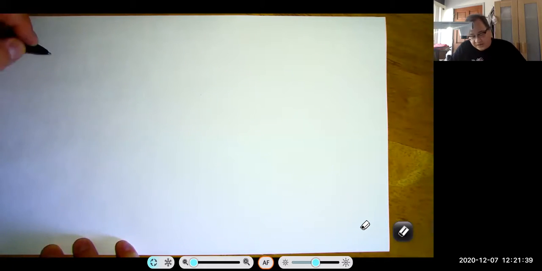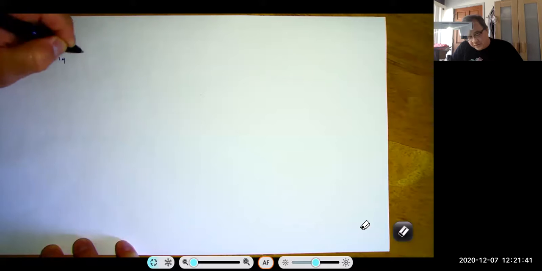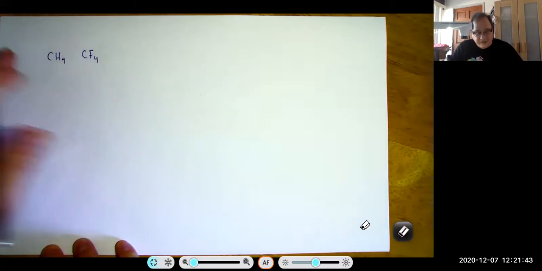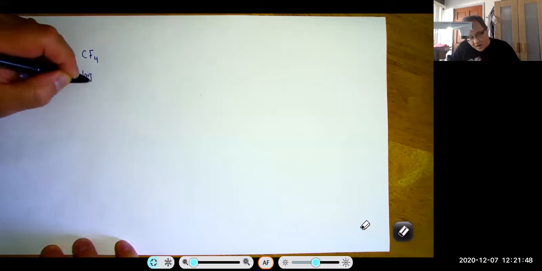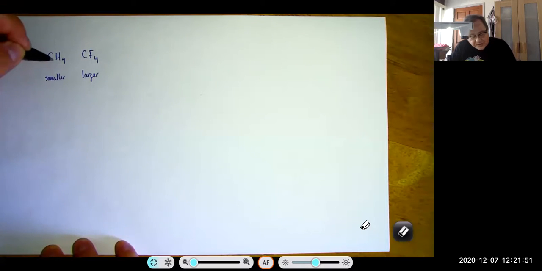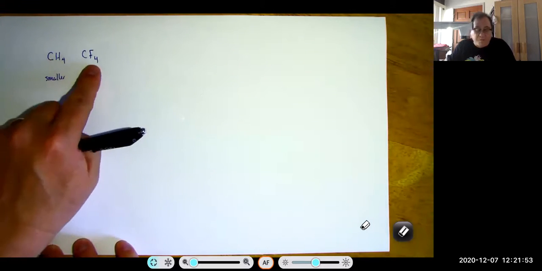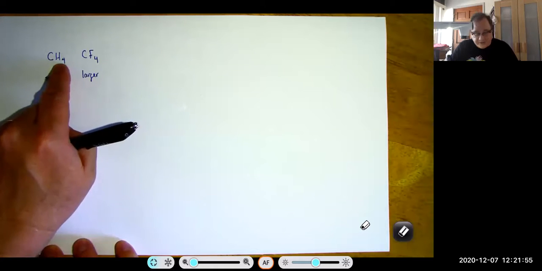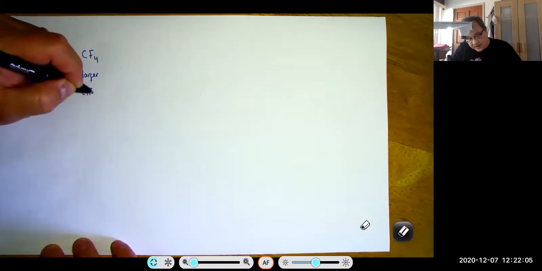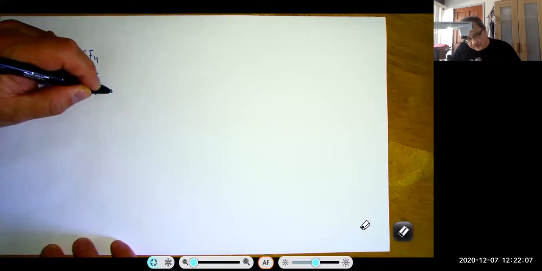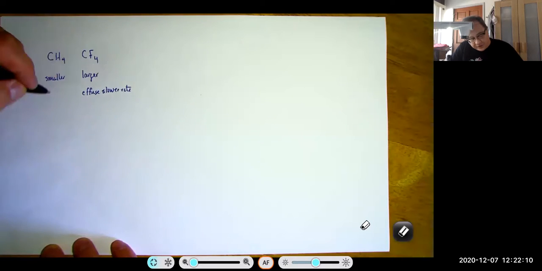When you look at CH4 versus CF4, you don't even need to make any calculations to know that this is smaller and this is larger. And why is that? Well, because the carbons weigh the same amount, but we know that fluorines weigh much more than single hydrogens, and you got 4 of these and 4 of those. So you don't even need to make calculations for some of these things to figure out that this is going to effuse at a slower rate, and this is going to effuse at a faster rate.